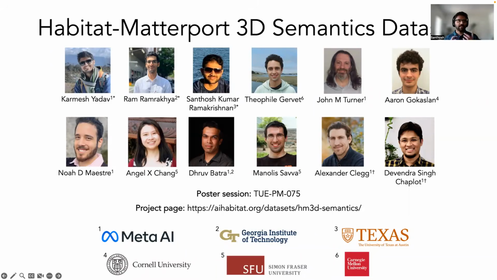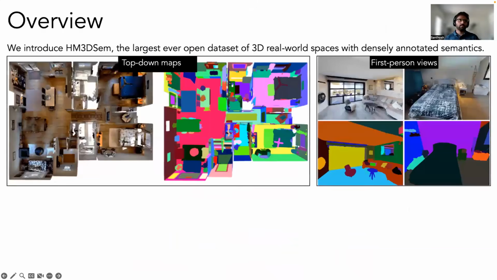Hi, I'm Santosh and I'm very excited to present our work on the Habitat Matterport 3D Semantics dataset. This work was done in collaboration with researchers at Meta AI, Georgia Tech, UT Austin, Cornell, Simon Fraser University, and CMU. HM3DSem is the largest ever open dataset of 3D real-world spaces with densely annotated semantics. You can see some top-down maps and first-person views from our dataset below.